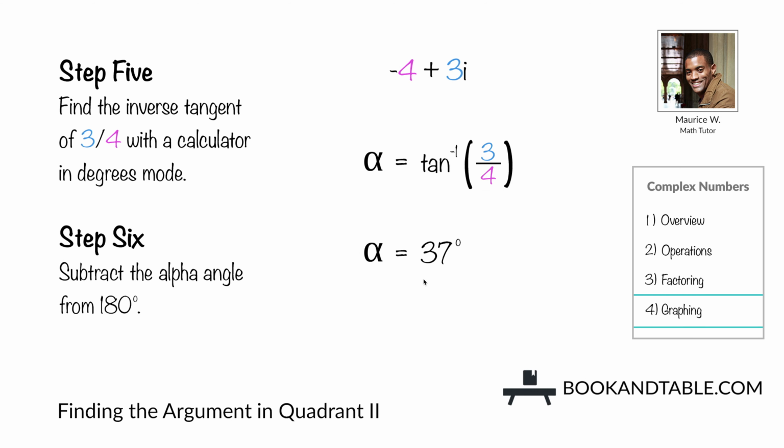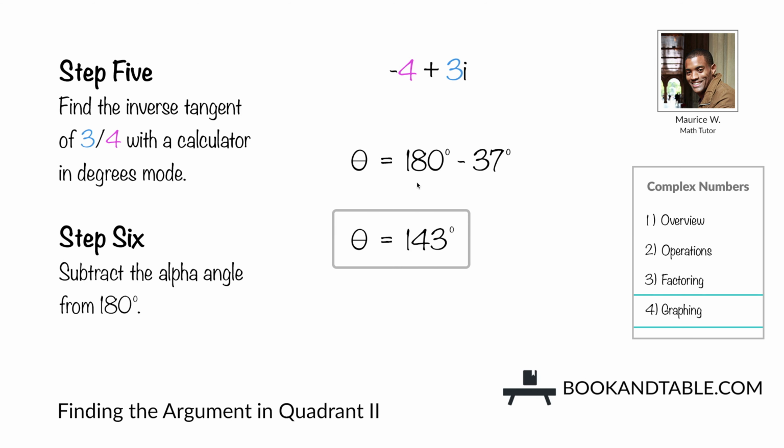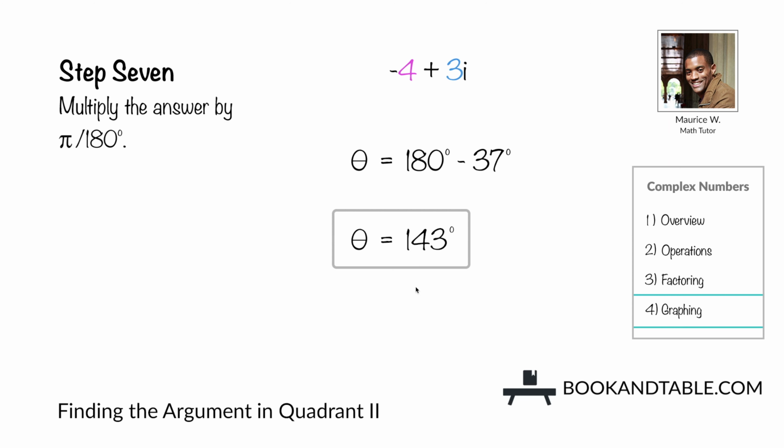When we subtract the alpha angle from 180 degrees, we get theta is equal to 143 degrees. If you wanted to get this answer into radian form, you multiply it by pi over 180 degrees.